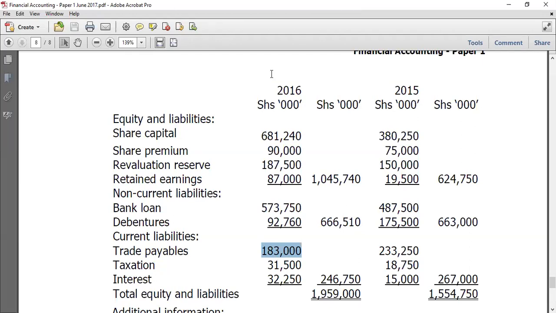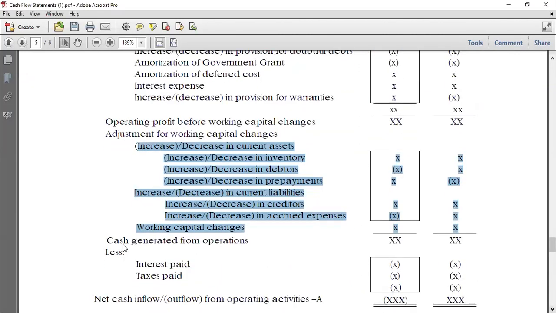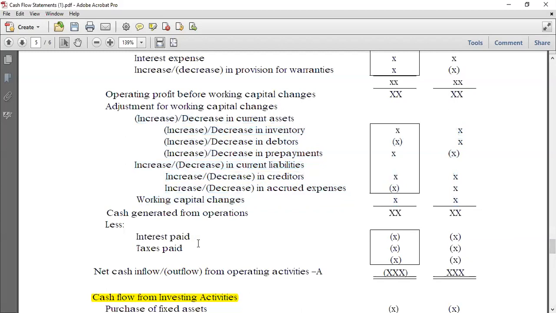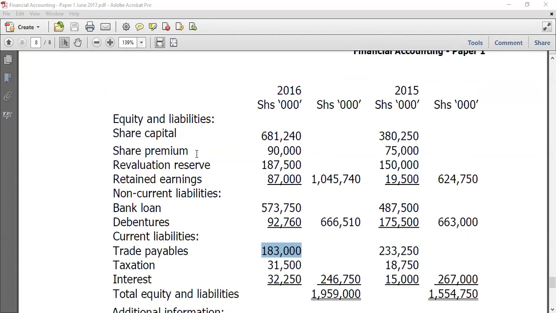So that is what I wanted to stress when I'm trying to give you that background. So that is what we basically do when we come here, okay? And then we're able to come to our interest paid and taxes paid. So like I said, if the examiner gives you this information, they will always give you these two things.